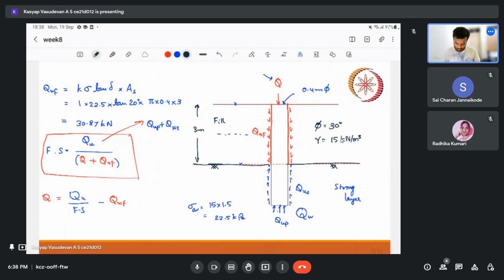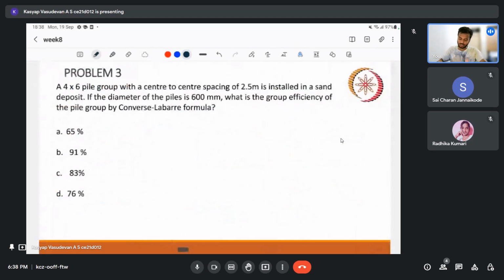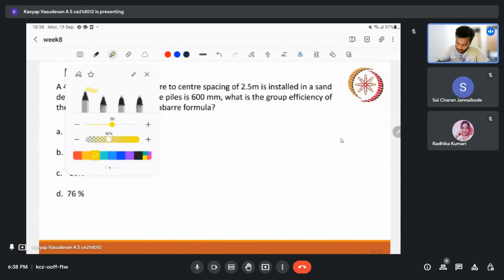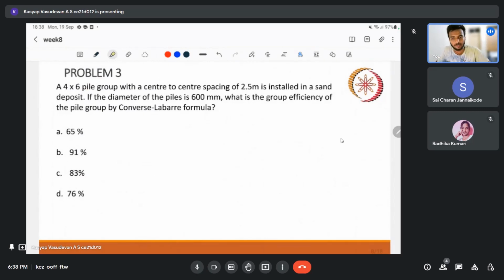So let's jump on to the next question. The next question is about efficiency of a pile group. For the efficiency of a pile group there are different formulas, directly formulated for only cohesionless soil. Granular soils are easier to predict, and this particular formula is famous for that. We can directly arrive at the pile group efficiency. So let us solve this particular question using that formula.